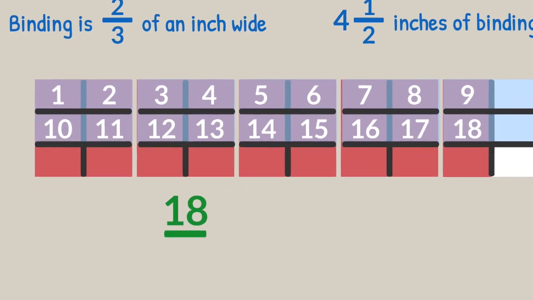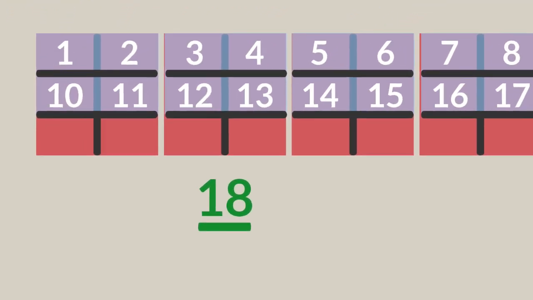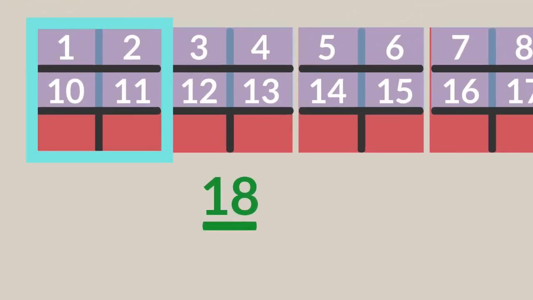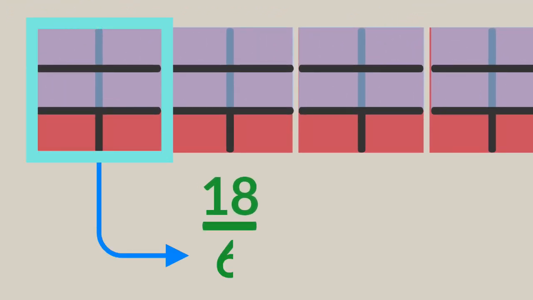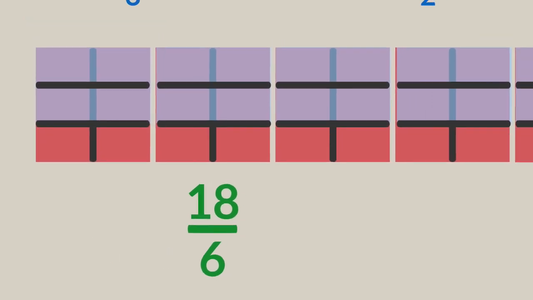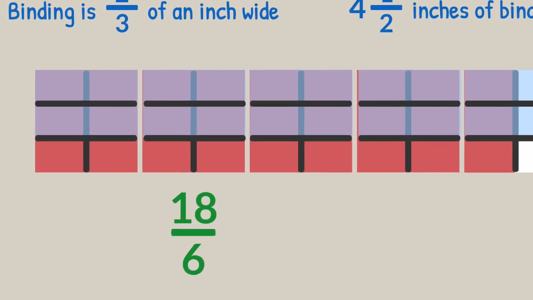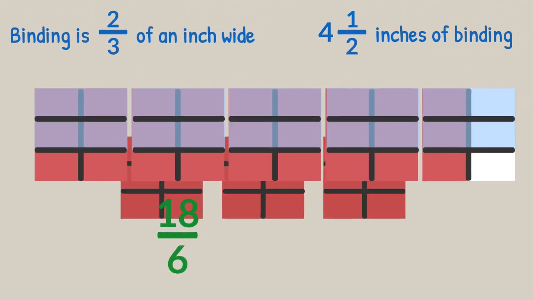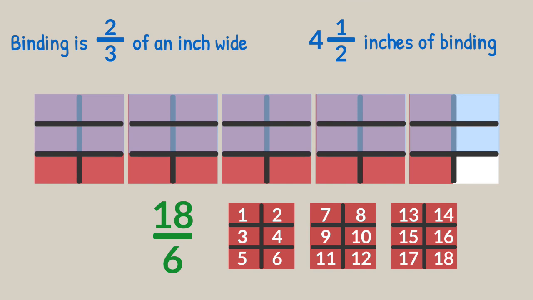However, our denominator represents the number of pieces that make up one whole. It takes 6 pieces to make one whole. Our solution is 18/6. I will rewrite this fraction so it is easier to understand. We can group the 18 pieces into 3 sets of 6 with nothing left over.